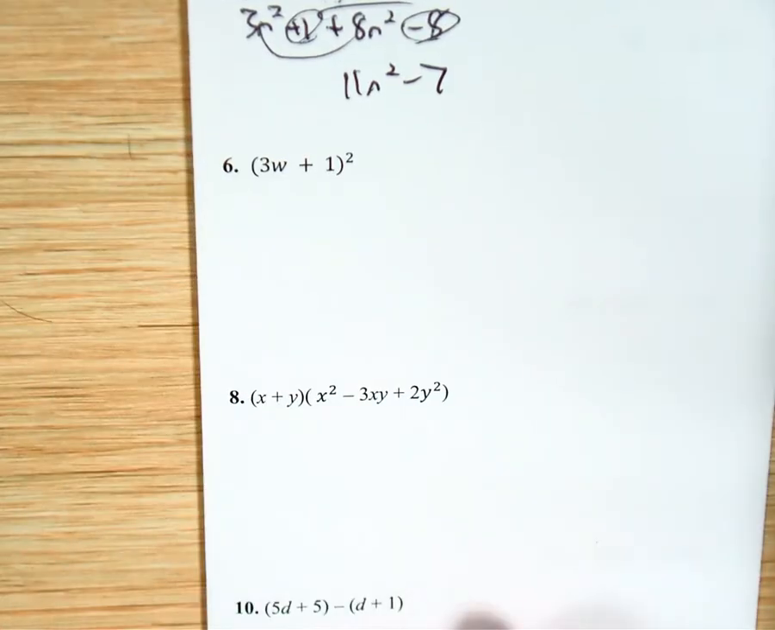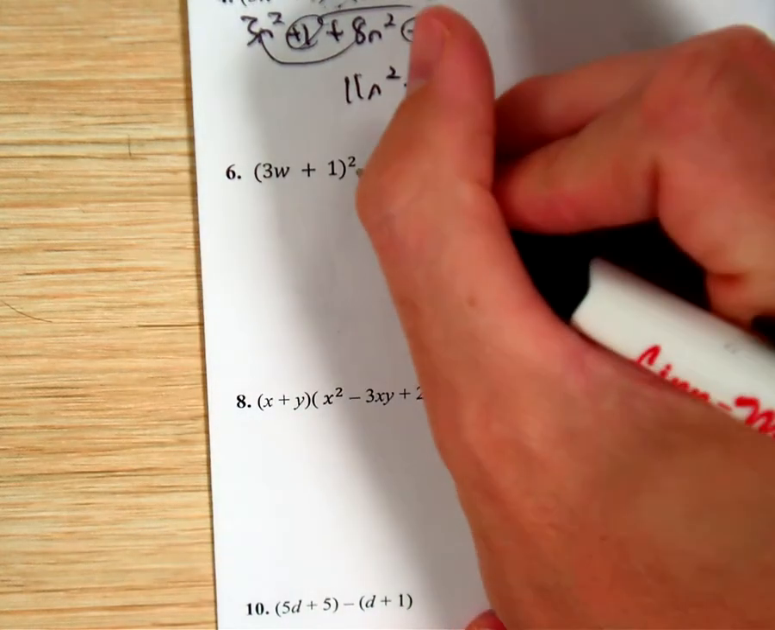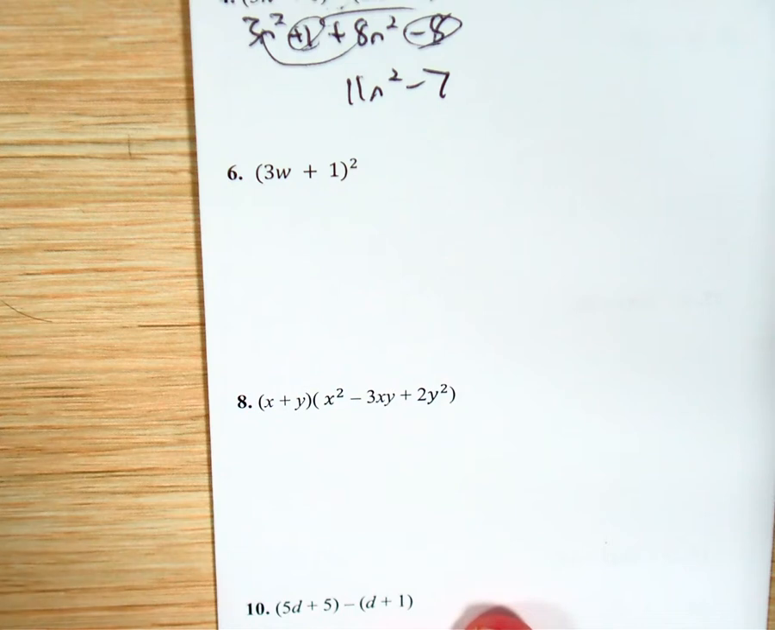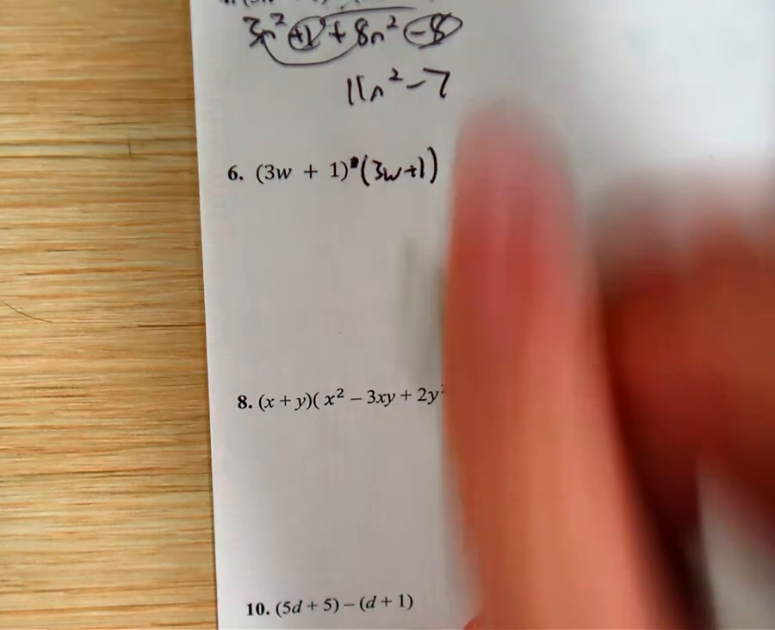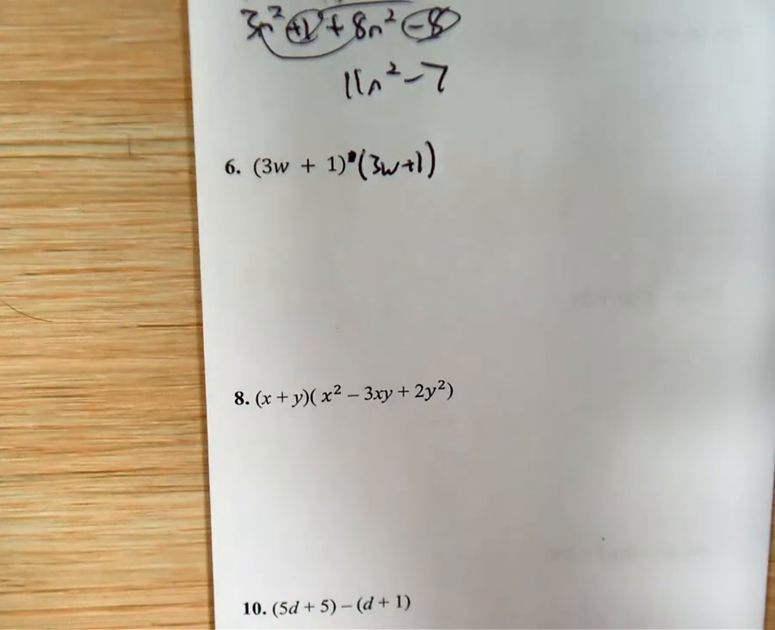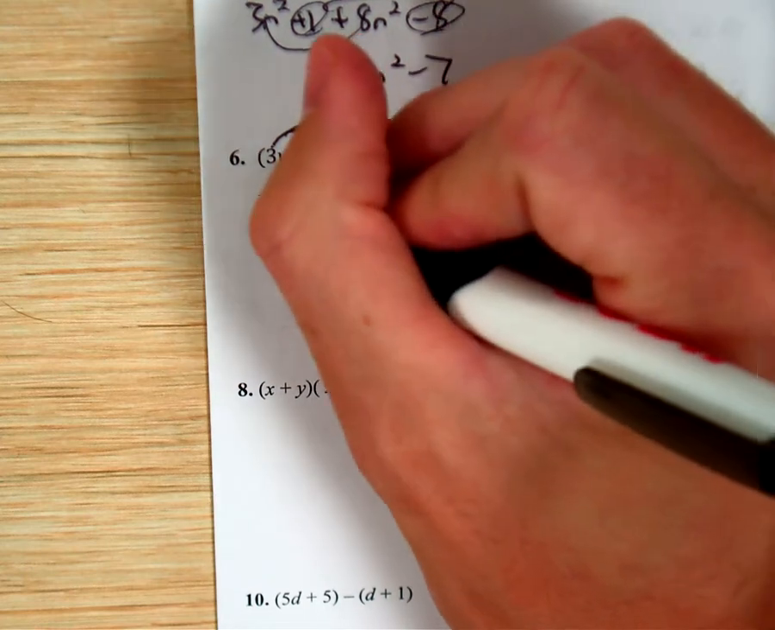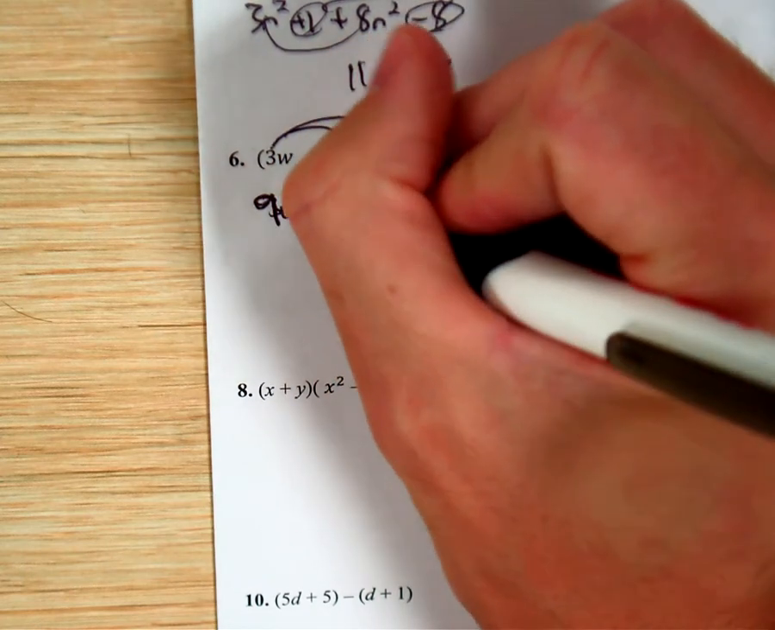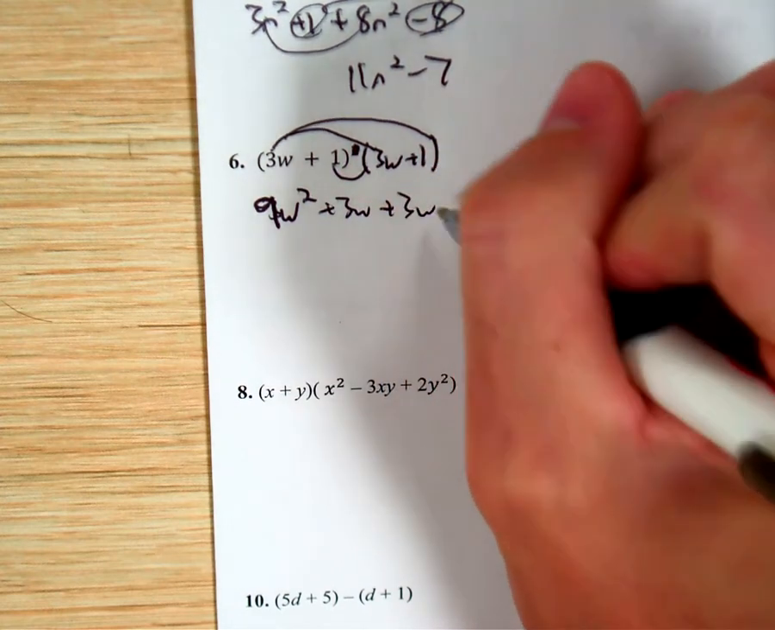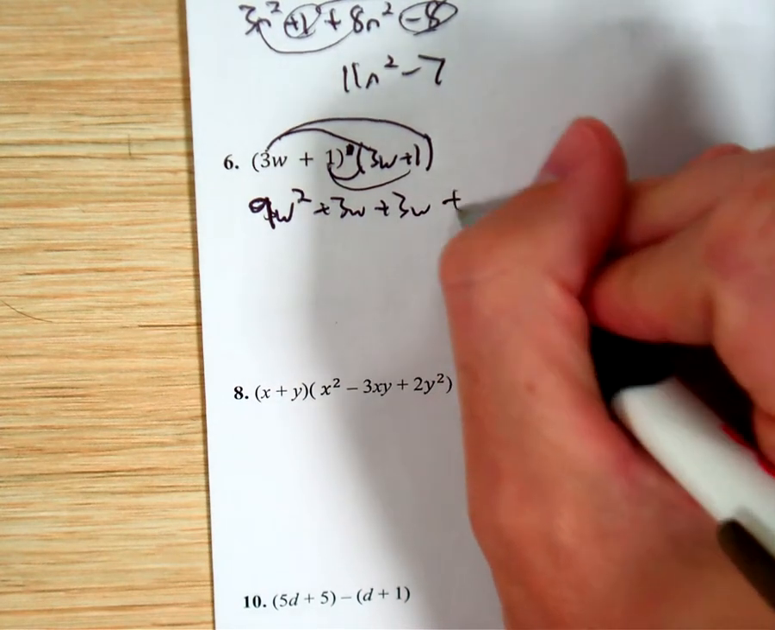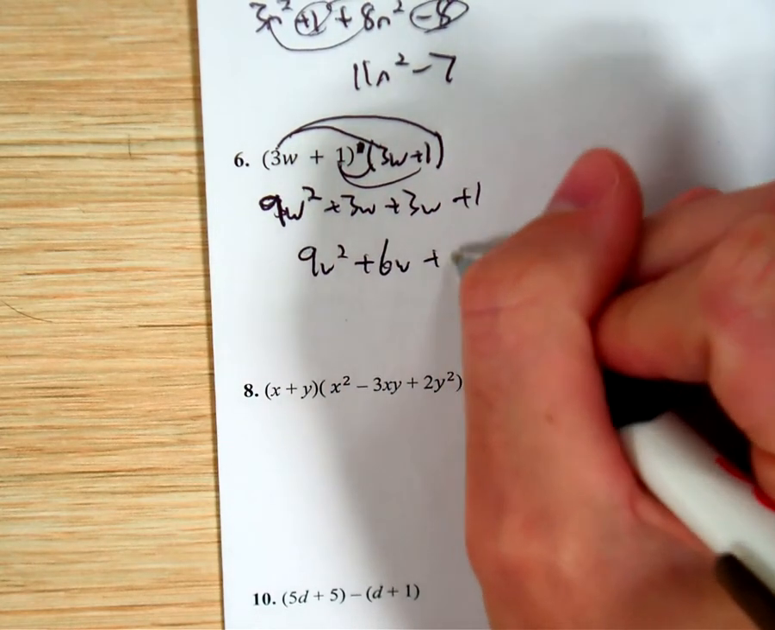Number 6, parentheses squared, we have 3w plus 1 in parentheses squared. There is a shortcut to that. We'll talk about that in just a minute. The safest way is to scratch out that 2 and write another one. 3w plus 1 times 3w plus 1, and then FOIL it. So I have 3w times 3w, that's going to be 9w squared plus 3w plus another 3w plus 1. So we'll have 9w squared plus 6w plus 1.